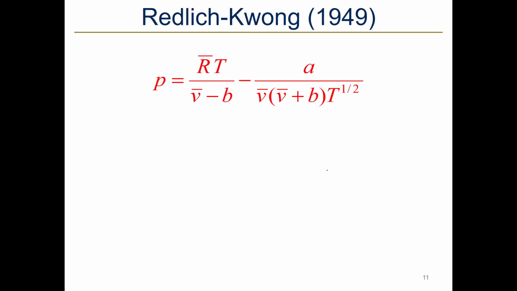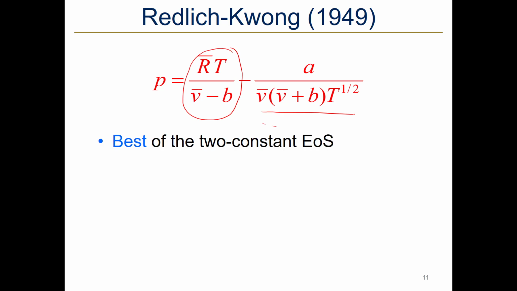Redlich-Kwong came along in 1949 and improved upon the Van der Waals equation. Again, you see the same structure here. The first term looks pretty much the same as the first term in the Van der Waals equation, with a little bit more complexity in the second term. This is the best of the two-constant equations of state. There are some other models, but these are the main ones, Van der Waals and Redlich-Kwong, with A and B being those two constants.